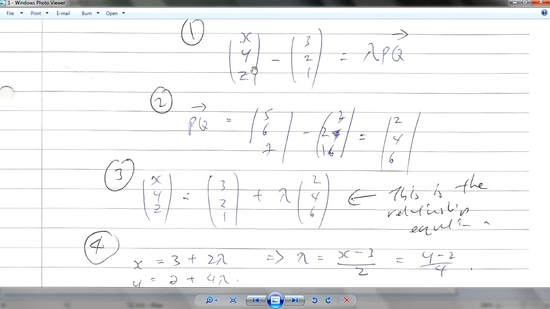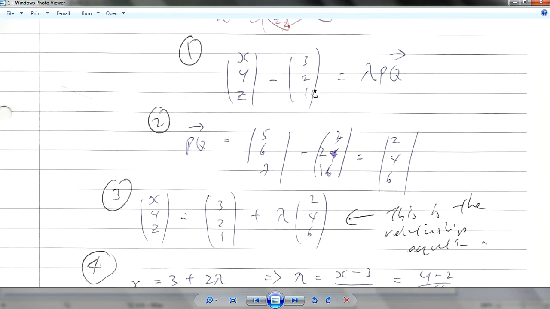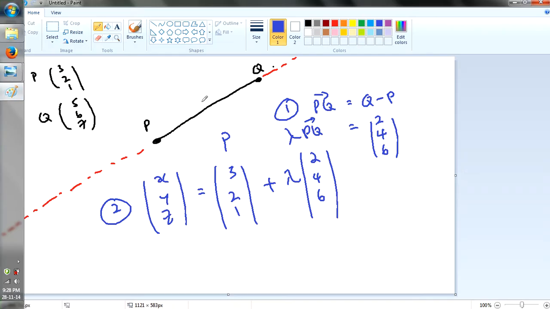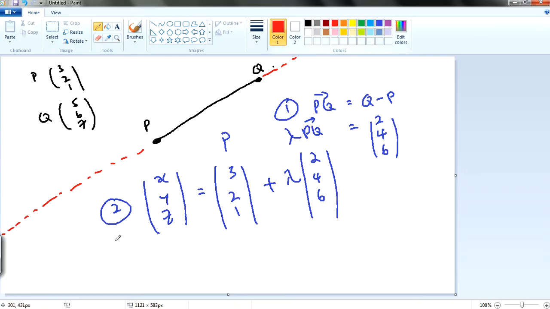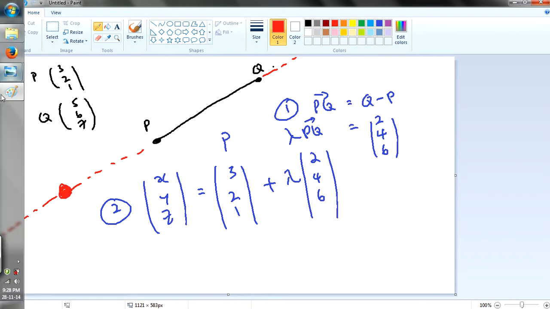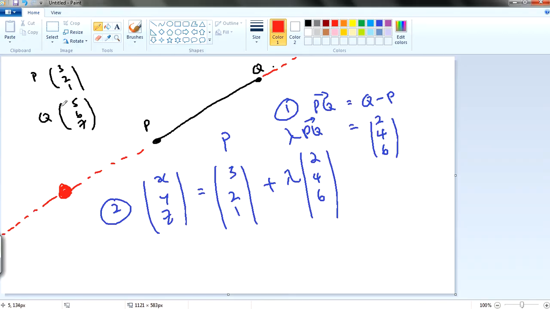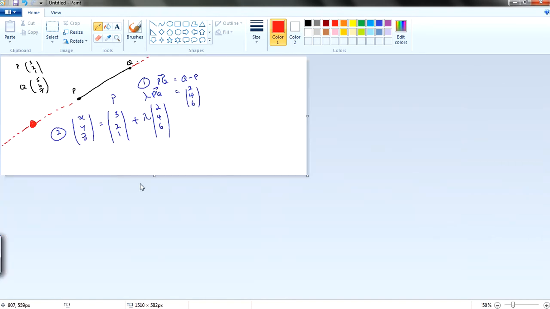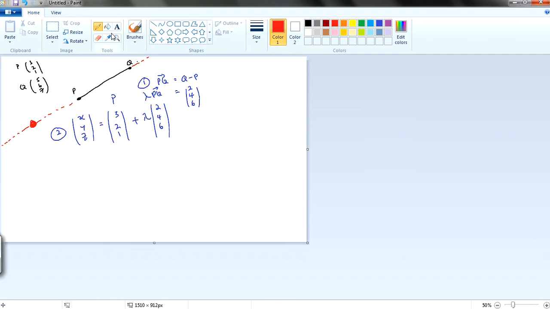Apparently the first thing is xyz minus (3, 2, 1) equals lambda PQ. Okay, because xyz is at any point, maybe at this point, you minus P. Okay, you minus P and eventually you will get the equation. Maybe I zoom it out. Yeah.